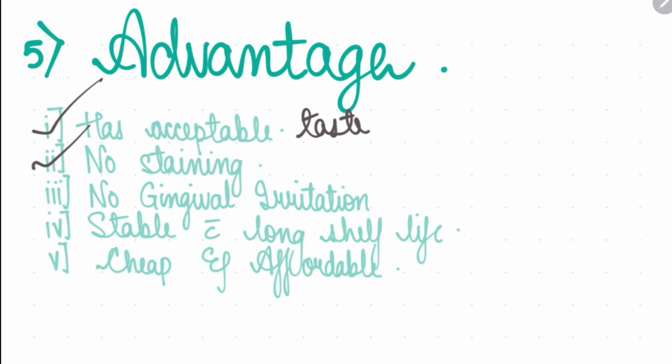It has no gingival irritation, so it does not irritate your gingiva. Staining and irritation to the soft tissue are among the most common side effects of using any acids in the oral cavity. But acidulated phosphate fluoride, being an acid, does not stain the teeth, nor does it cause gingival irritation. It is stable and it has a long shelf life. You can keep it in your clinic for a longer time. It does not expire in a month or two. Also, it is cheap and affordable.